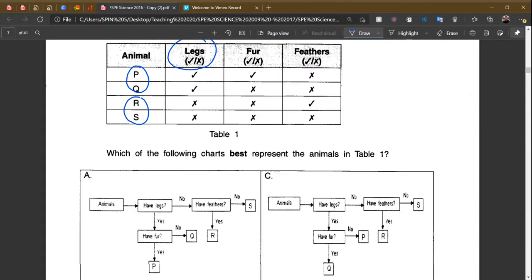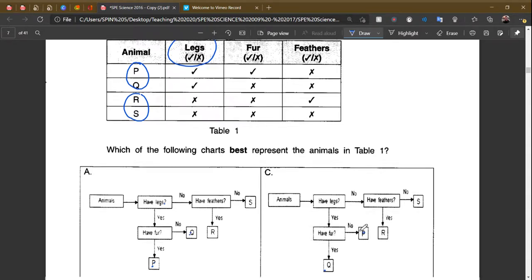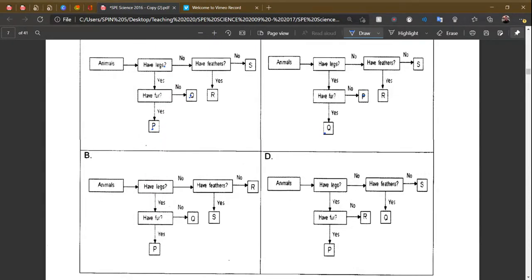So if you look at the choices, the ones that have legs, yes, should be P and Q, which means it's at the end there. P and Q, P and Q, and then this one P and R. So this one is already out.